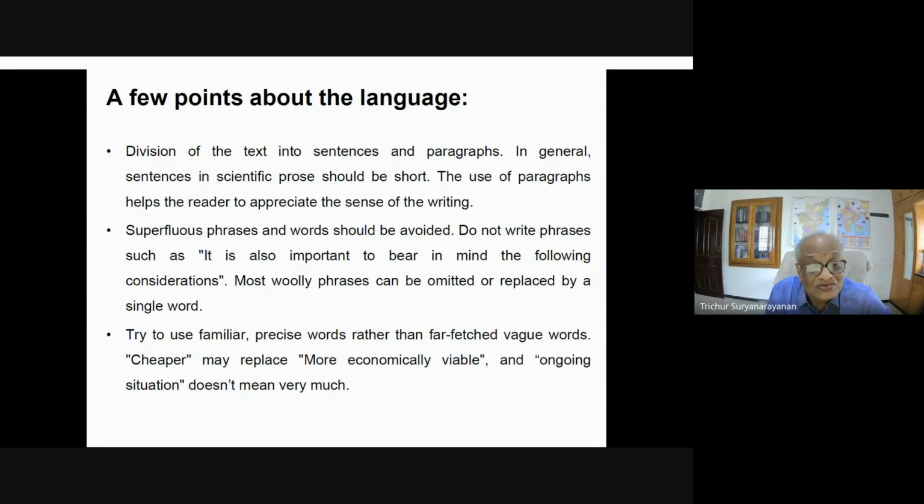In general, sentences in scientific prose should be short. And also you should split your paper into relevant paragraphs to appreciate the sense of writing.